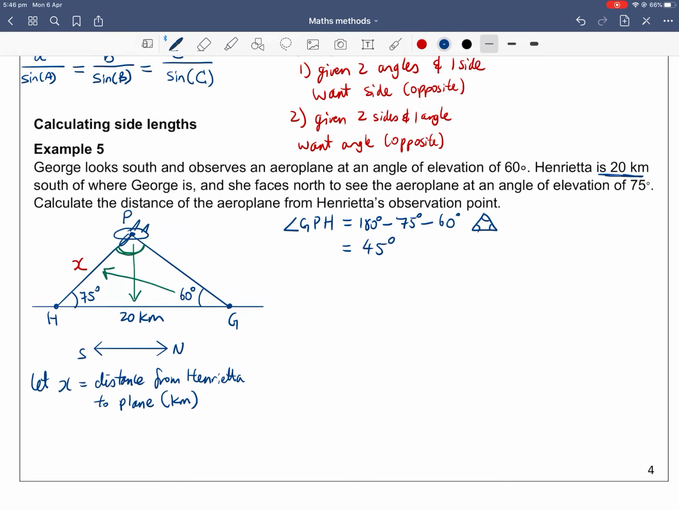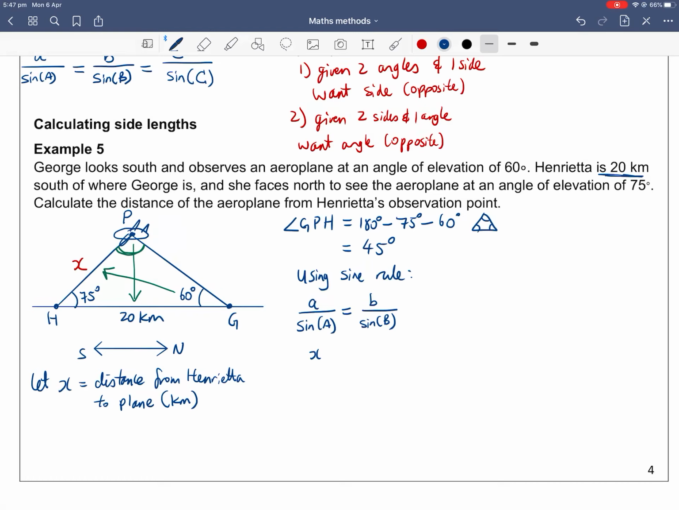So the green angle is 45 degrees, and that's opposite the 20 kilometers, and the 60 degrees, which we know is opposite our side length x, which we want, so we can directly apply the sine rule. Make sure you write down using sine rule. The default formula is a on sine of capital A, because it's an angle, is b on sine of capital B, because that is an angle as well. It doesn't matter which is A, which is B, as long as it's a side and its corresponding angle, then you're all good.